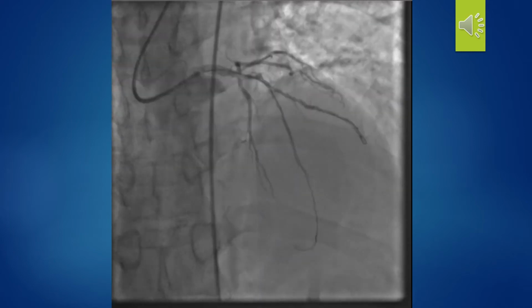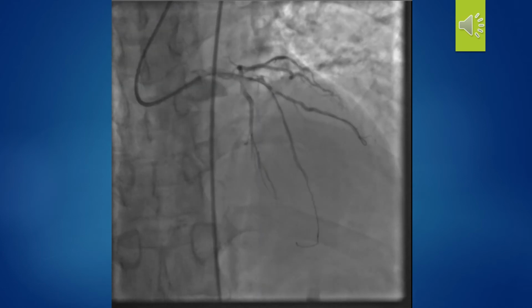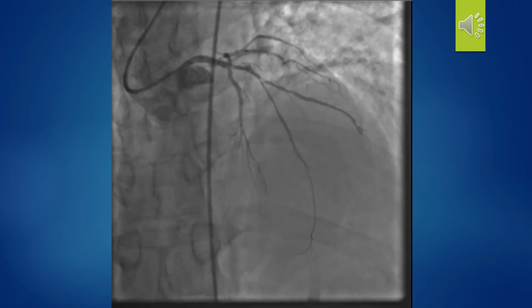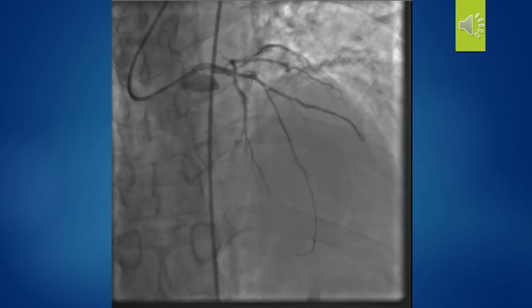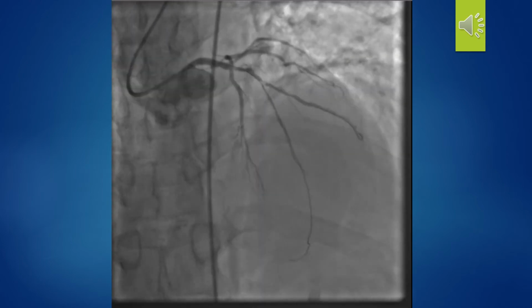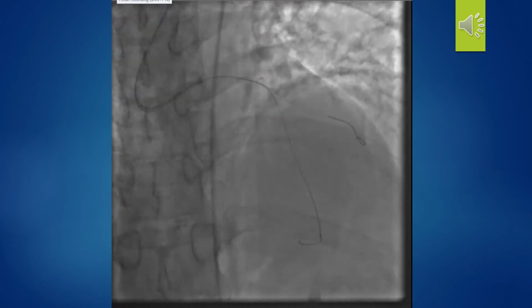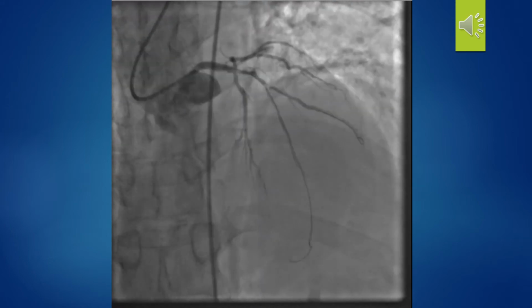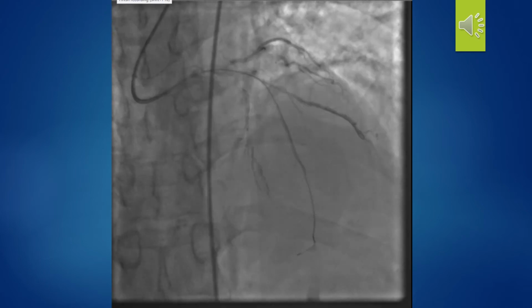I used an over the wire 1.5 by 15 mm balloon to pre-dilate the lesion in the LAD, followed by a 2.0 by 10 mm balloon. I used that same balloon to pre-dilate the lesion in the diagonal branch. Then, keeping that balloon inside the LAD, I passed a 2.25 by 34 mm drug-eluting stent into the diagonal 1 branch.